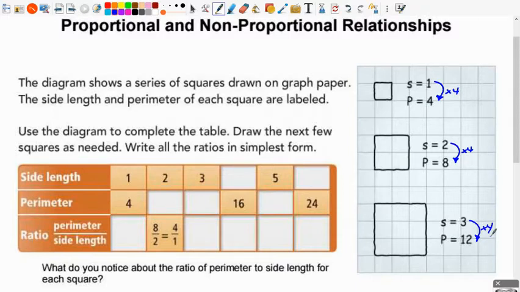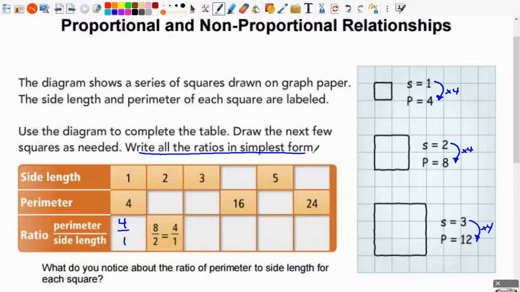So let's take a look at our table and see if we can fill in the missing spots. The first side length was equal to 1, and its perimeter was equal to 4. Underneath of that, in the empty box, we're going to write a ratio of perimeter over side length. So for this square, the perimeter was 4, and the side length was 1. Now, they said write all ratios in simplest form. 4 over 1 is already in simplest form.